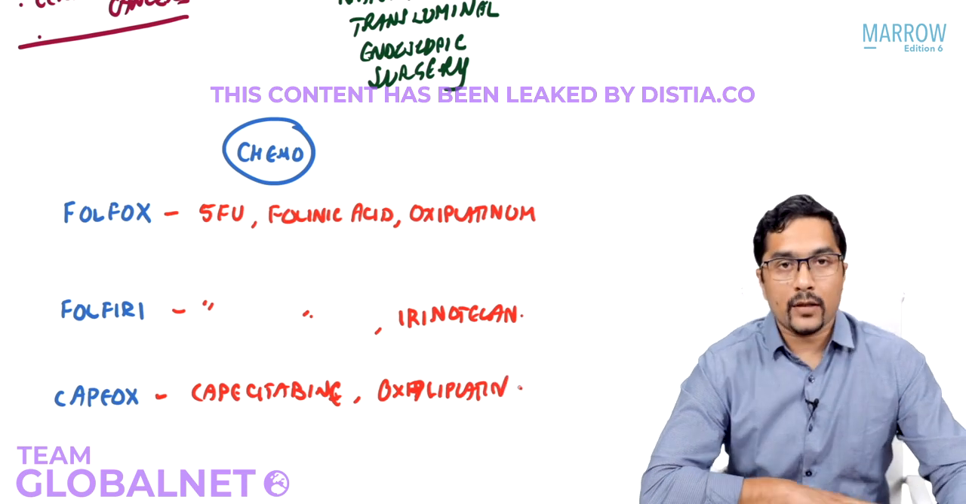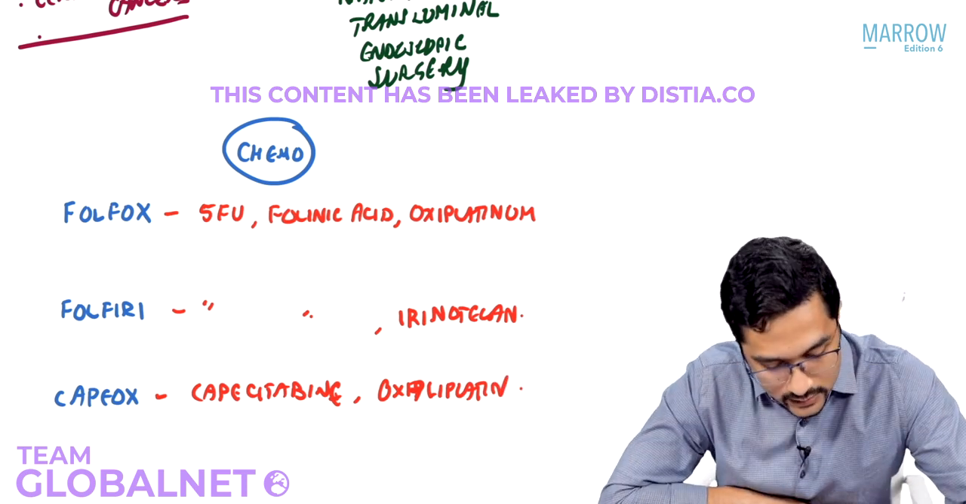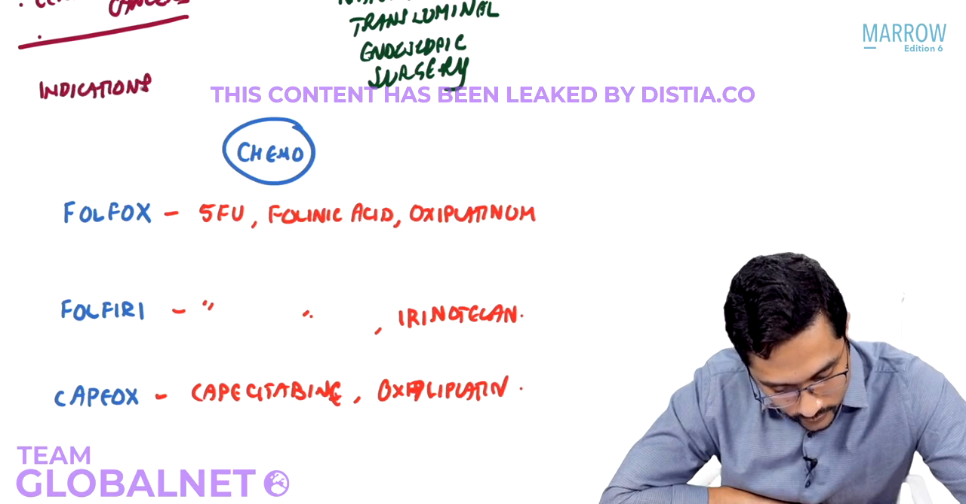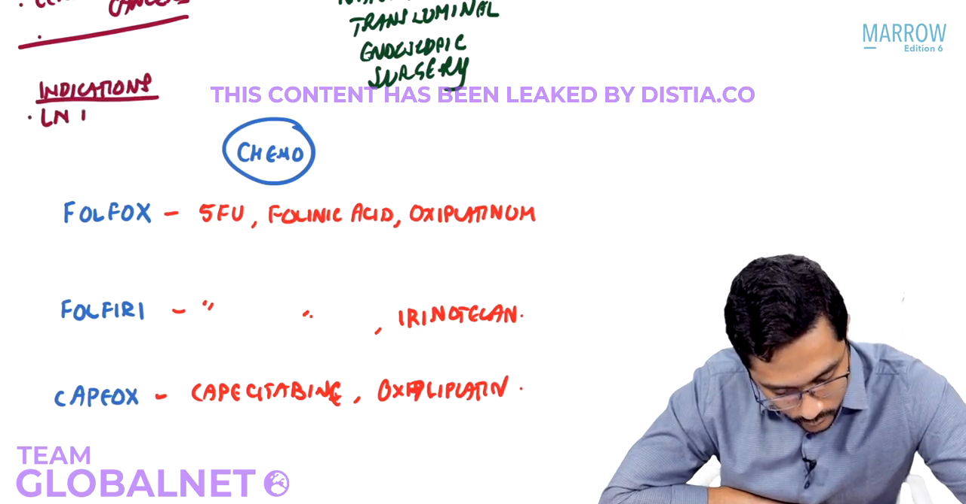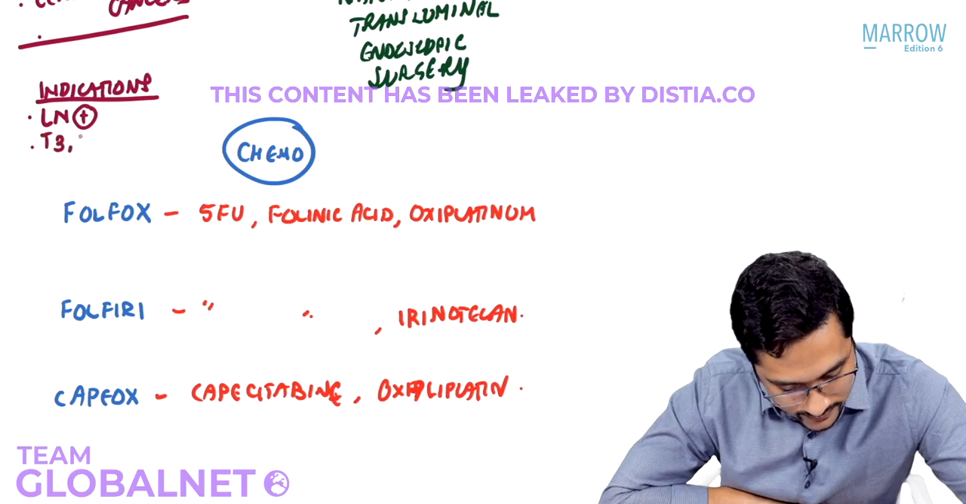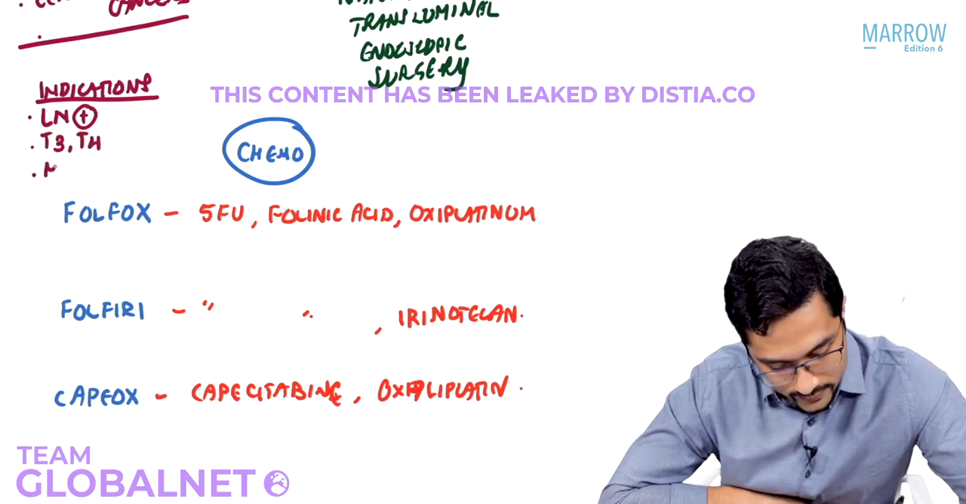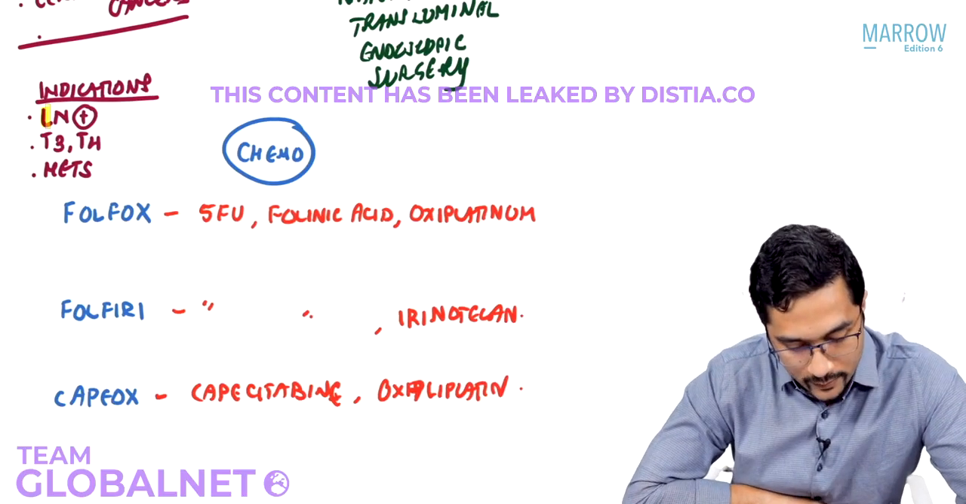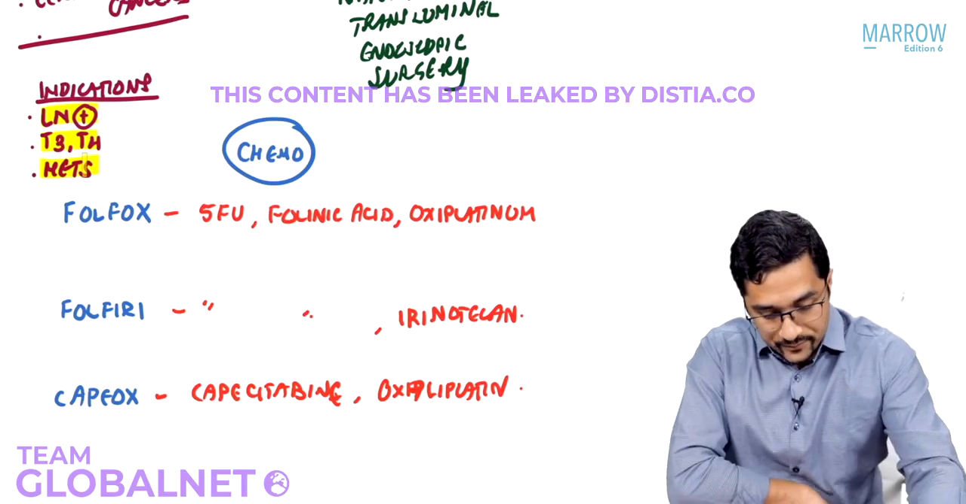That is CAPOX. What are the indications for chemotherapy in colorectal cancers? The indications for chemotherapy in colorectal cancers are if the lymph node is positive, if there is T3, T4 disease, or if there is metastasis. That is when chemotherapy is given in patients with colorectal cancers.